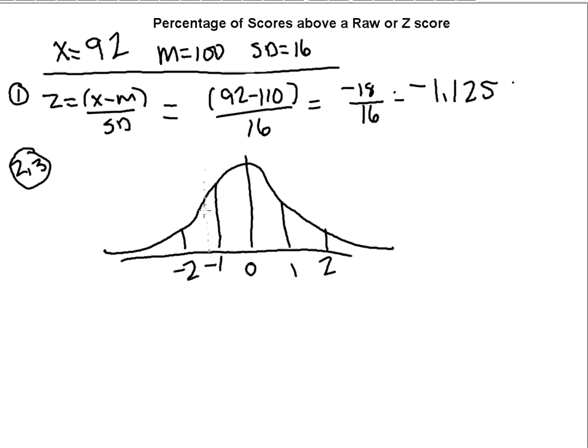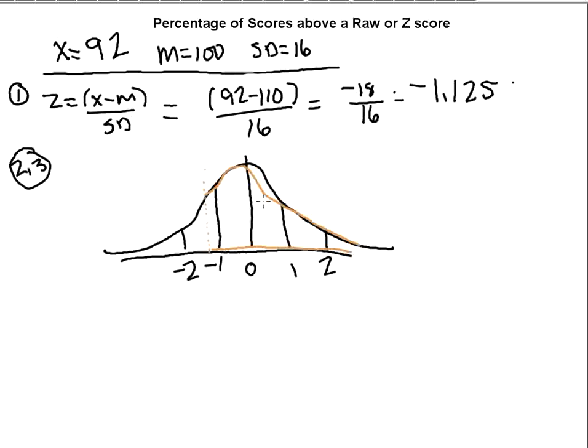What we're interested in finding is the percentage of scores all the way up here. We want to know how many people scored above us. We can't just look at the percentage in the tail, because that would give us the information in this direction, and we don't want that. We want everything the other way.